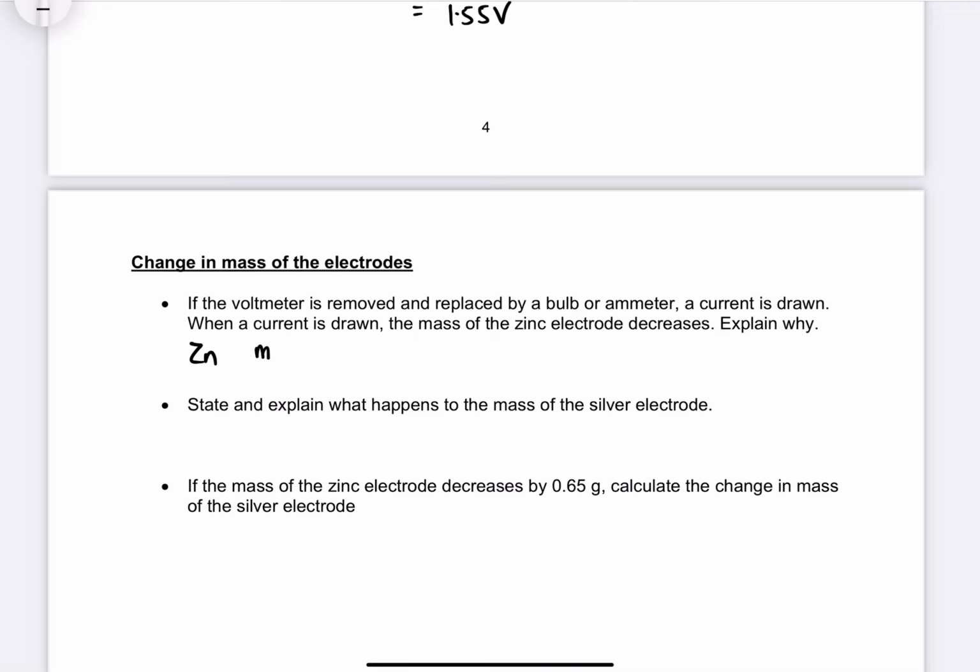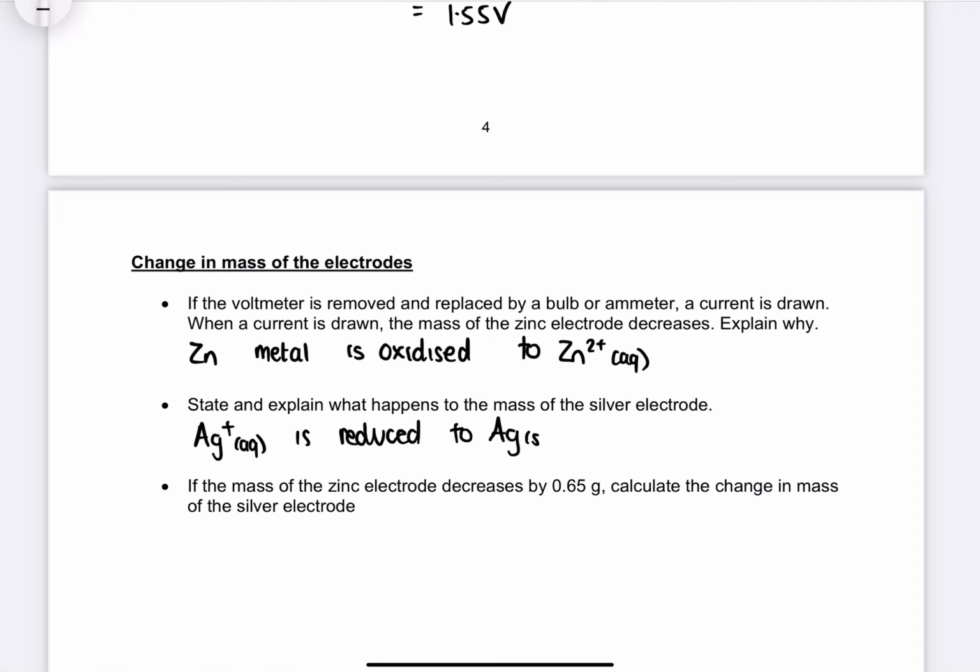So Zn is oxidized to Zn2+(aq). Ag+(aq) is reduced to Ag solid, so the silver electrode mass increases.